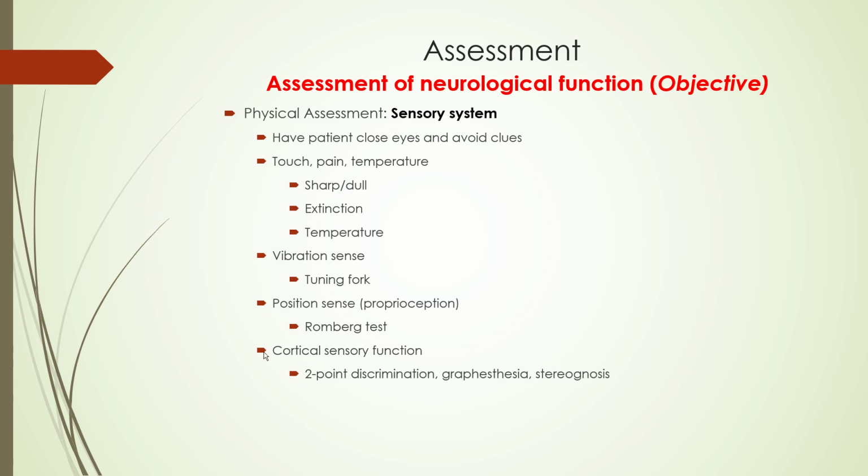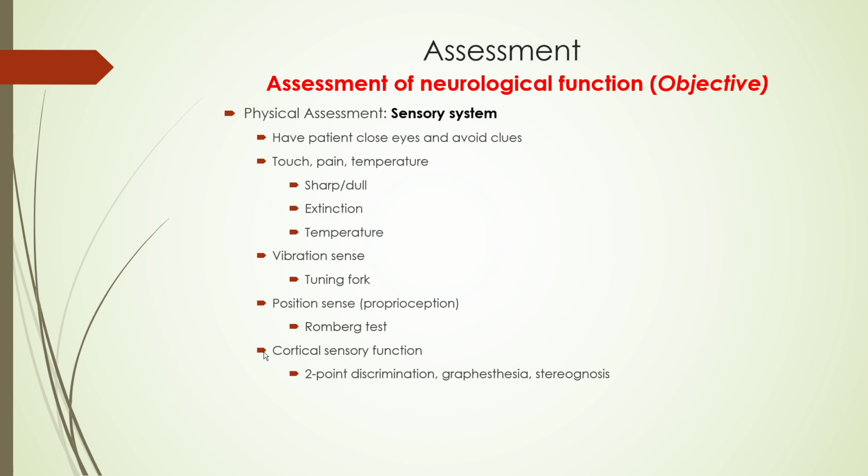So if you're completing the Romberg test on a patient, particularly if you expect it to be abnormal, you want to maintain patient safety. You want to be right there. Typically have your arms out a little bit to make sure that the patient doesn't actually harm themselves if they do fall.